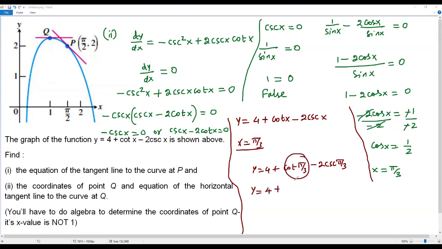So to get the value of cotangent pi over 3, we can write this as 1 over tangent pi over 3. The value of tangent pi over 3, tangent 60 degrees, is square root of 3, so we have to write the tangent pi over 3 in the denominator.